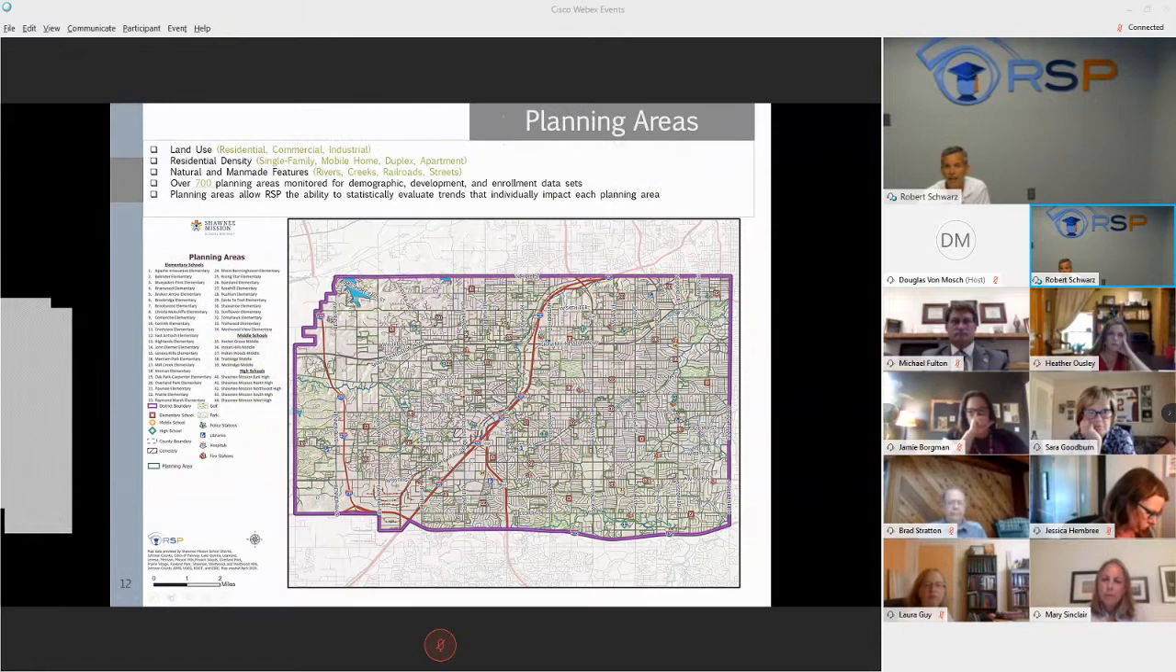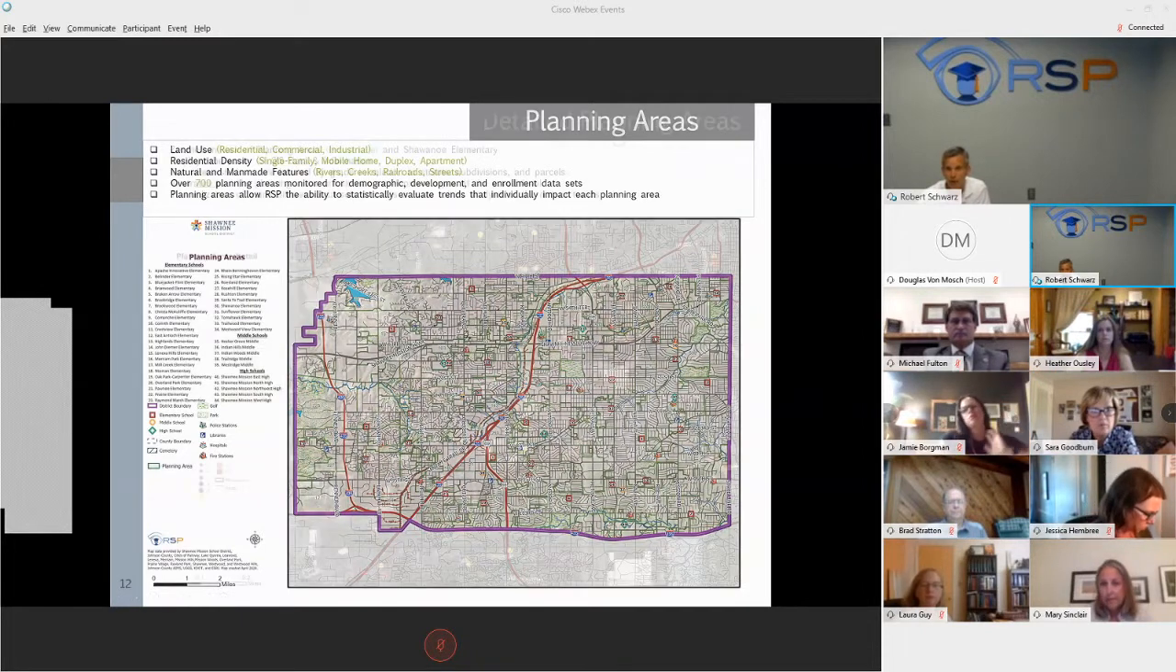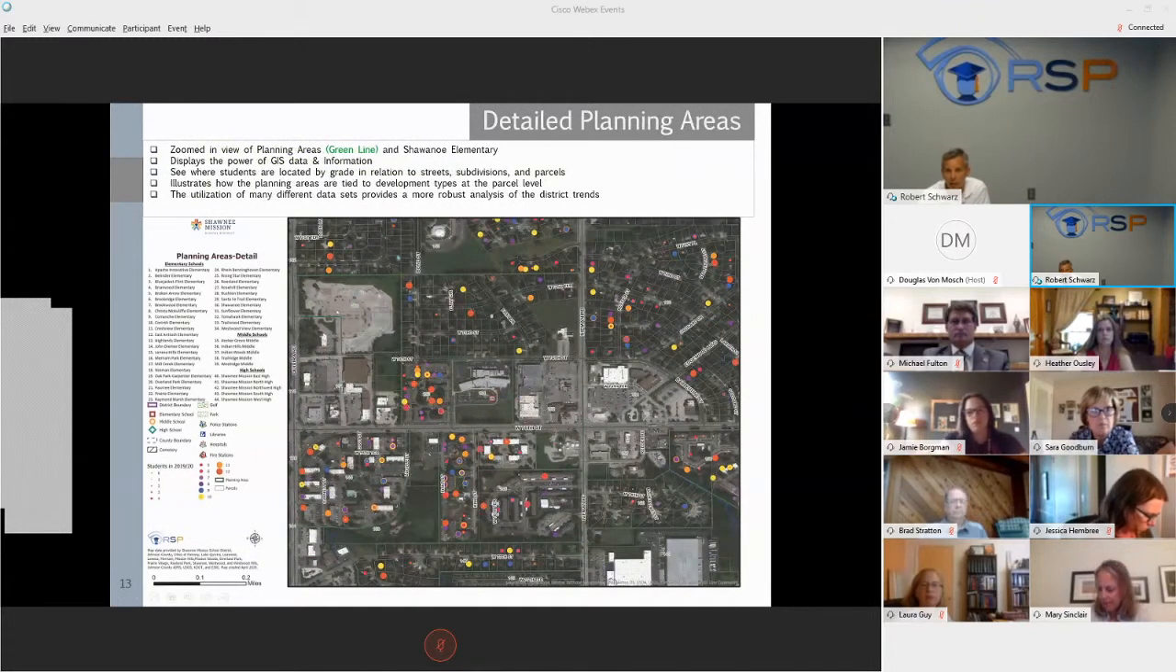We further break the district into planning areas, and we have a little over 700 of them that we're managing what's happening with enrollment, demographics, and development. On this map, they're shown as the green lines. Again, breaking it down to a very small area. We look at this in close.